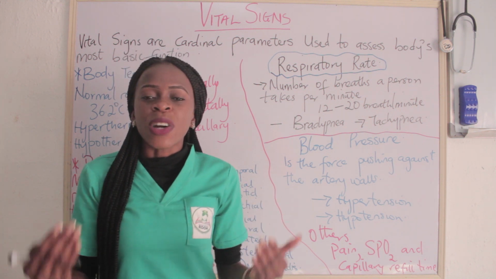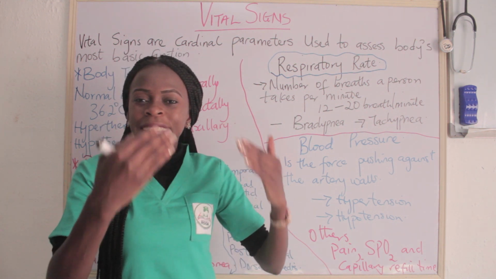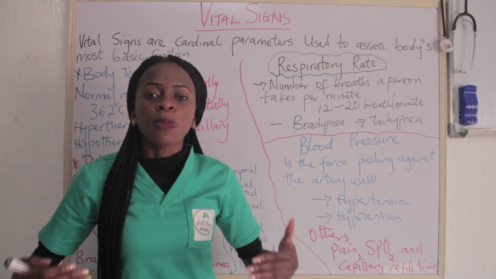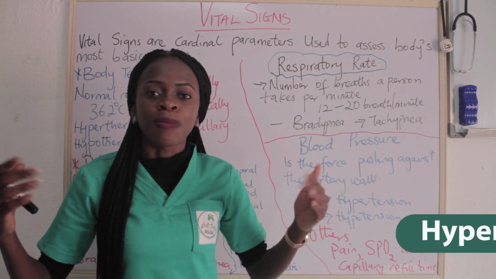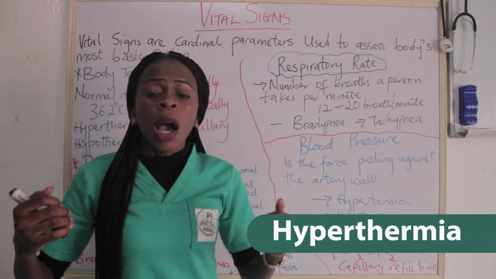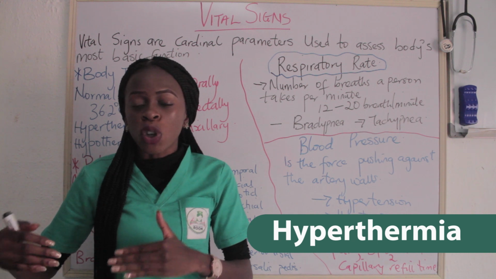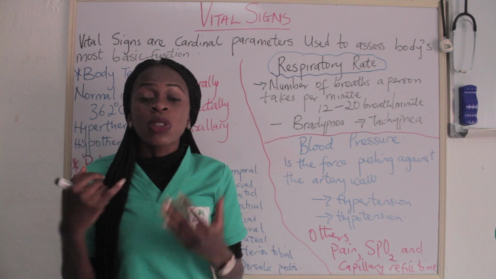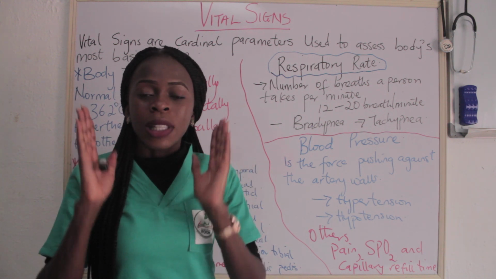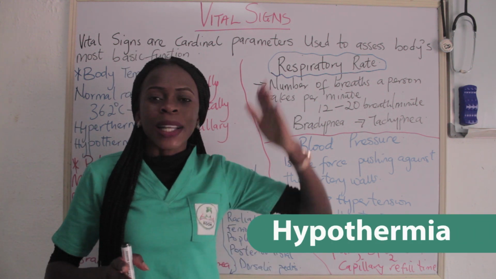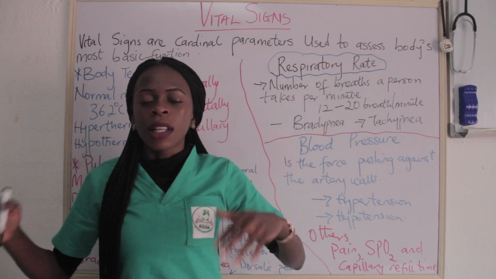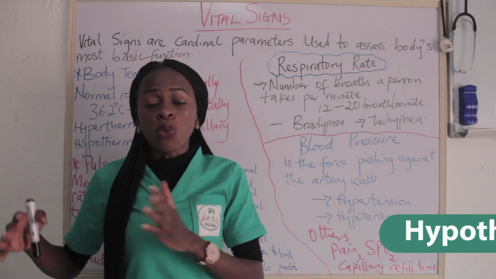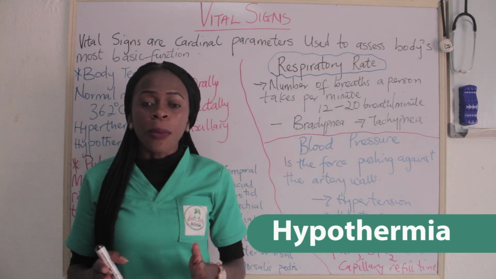When you have an increase in body temperature, when you start getting 37.9 or 38 degrees Celsius, we say that this patient is having what? Hyperthermia. But when there is a reduced body temperature below 36.2, say 35.2, we say this patient is having what? Hypothermia. So that's the difference between hyperthermia and hypothermia. Hyperthermia is an increase in the body temperature, while hypothermia is a reduction in the normal body temperature.